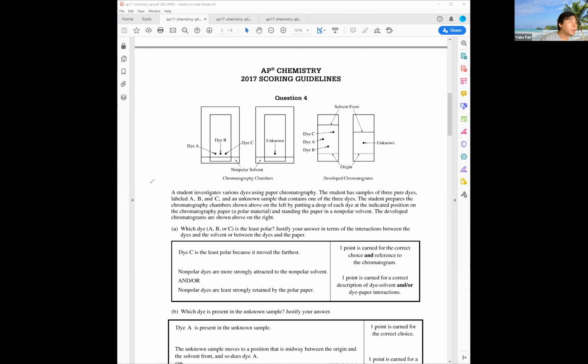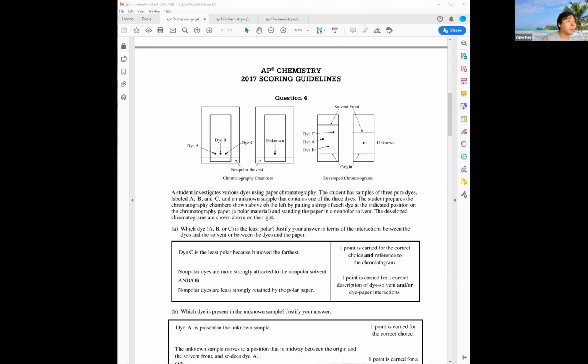Okay, the question here. So a student investigates various dyes using paper chromatography. The student has samples of 3 pure dyes labeled A, B, C, and an unknown sample that contains one of the 3 dyes. The student prepares the chromatography chambers shown above on the left by putting a drop of each dye at the indicated position on the chromatography paper.